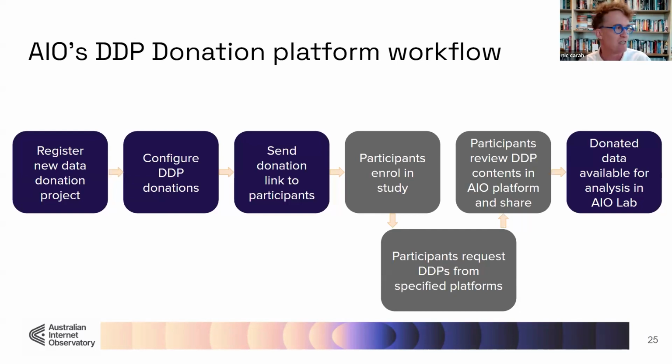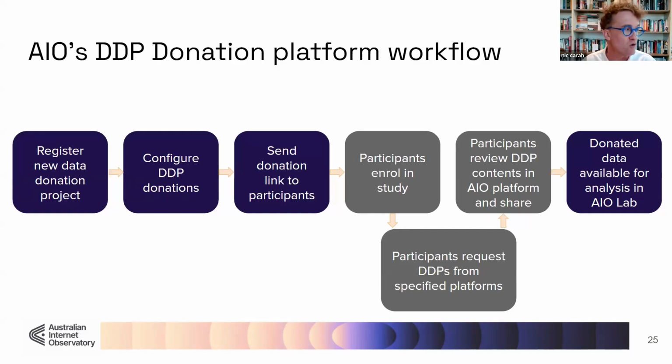And then they configure their DDP donations. Say they're doing a study and they'd like people to donate information about their use of TikTok. They'd set that up by registering the project, and then they'd configure in TikTok's DDP what particular information they want participants to donate. The way our platform works is it will only let people donate information from their DDP that we know we want. That provides a really strong protective safeguard so that people cannot accidentally donate personal and intimate information without realizing.